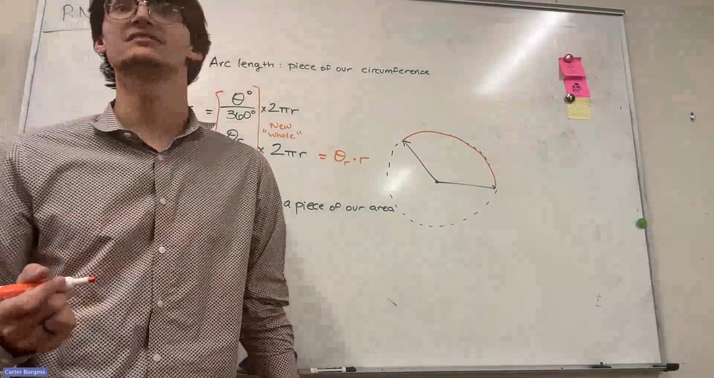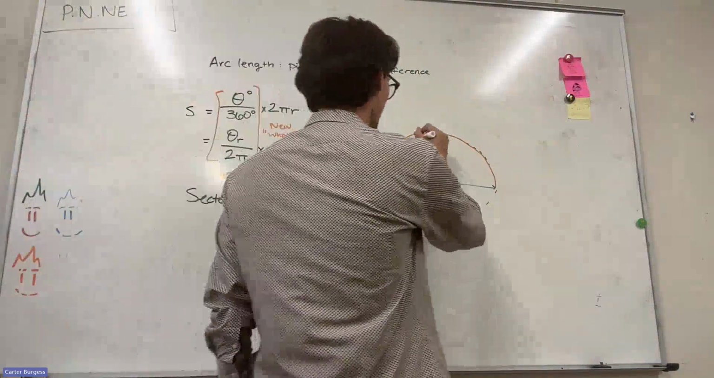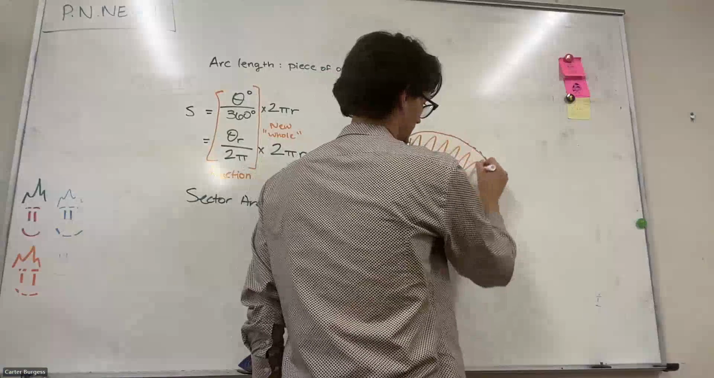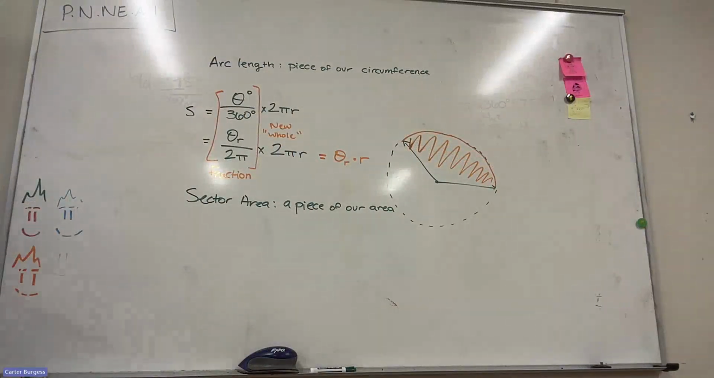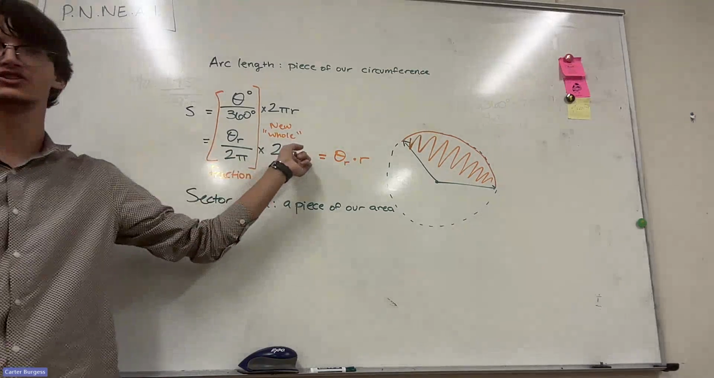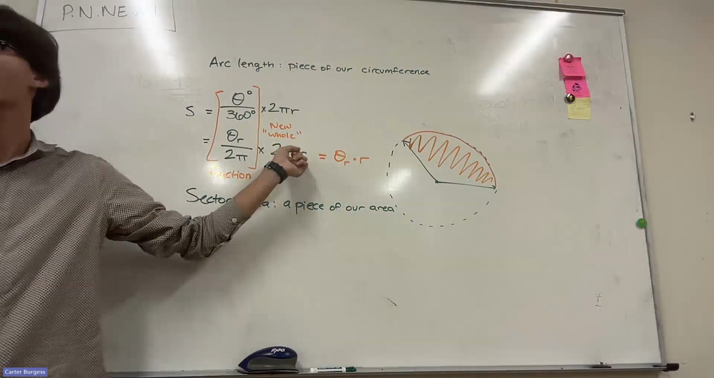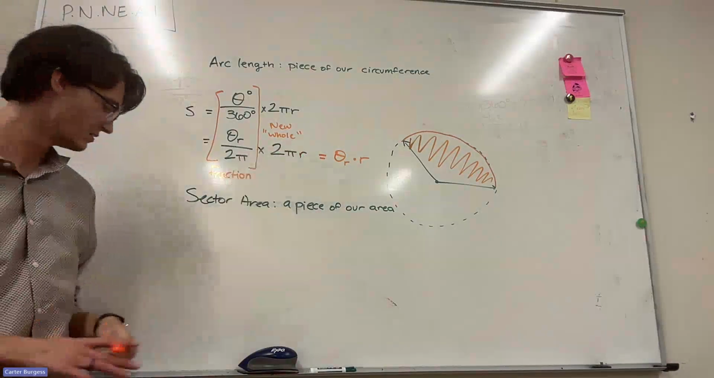And the sector area is the corresponding area that goes along with it, which again is just a fraction of our area. If I travel halfway around my circle, then I have covered half of my circumference, then I am looking at half of my area. So exact same logic here, except now our new whole isn't going to be 2 pi r, it's going to be the area of our circle, which is what?